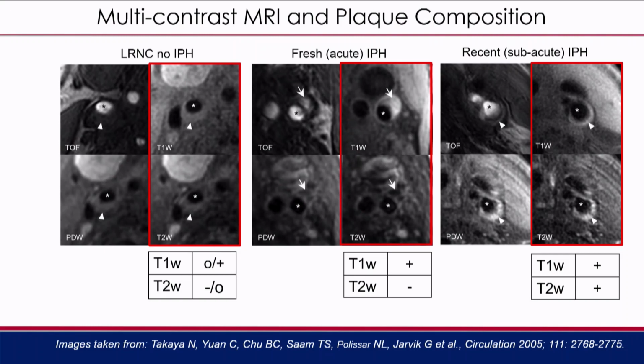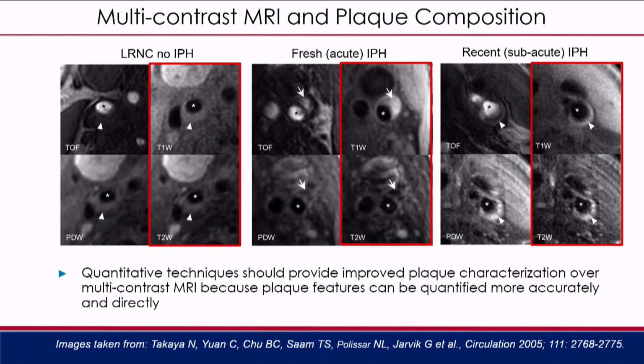This has been going on for many years, but it's more recent that people started thinking of using quantitative techniques, T1 and T2 mapping, to provide information on plaque characterization. That should be more accurate in terms that things could be quantified and done directly. So it would not necessarily require a radiologist with specialized experience in determining what this plaque is based on contrast. Hopefully it will be done automatically.